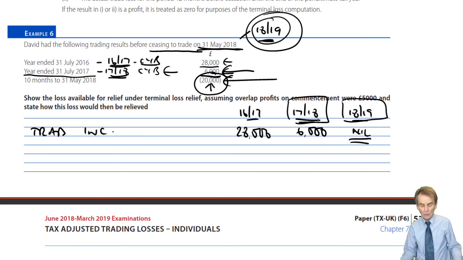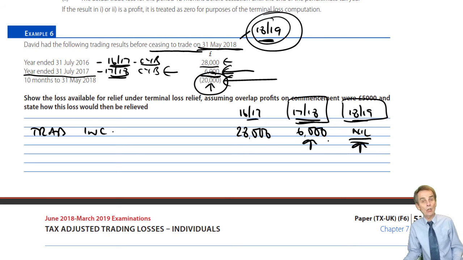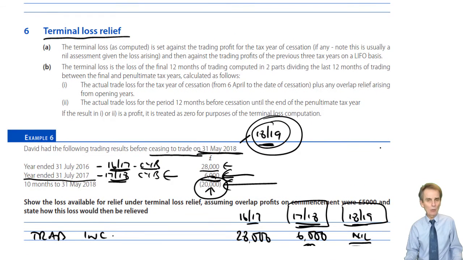Now, if those were the only sources of income, then there would be no point making such claims, because there's no income this year and there's only 6,000 in the previous year, all of which is covered by the personal allowance. So that would seem, under your normal rules, that there's nothing you can do. You're not going to get any benefit out of that loss sustained of £20,000 there in that final period of trading. So what can be done? Well, what can be done is to introduce now the specialist terminal loss relief that we introduced this session with.